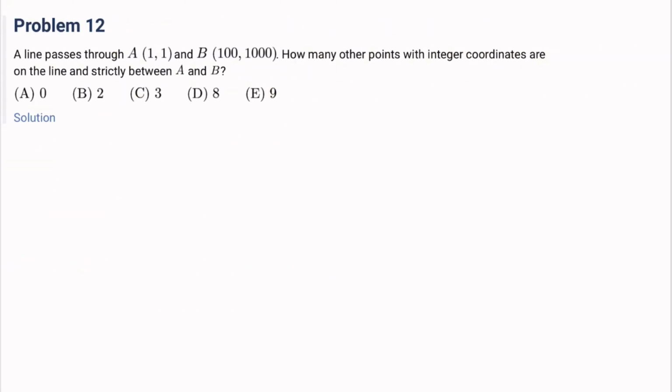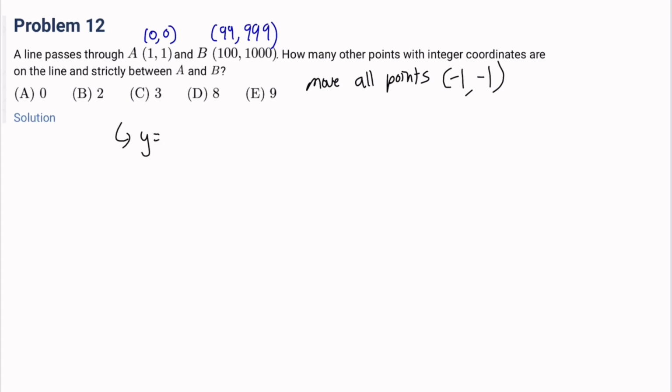Number 12, a line passes through A (1, 1) and B (100, 1000). How many other points with integer coordinates are on the line and strictly between A and B? Okay, so since we want the points with integer coordinates, right, then it will be okay if we move all the points one left and one down, right? And so A is going to become (0, 0), and B is going to become (99, 999), right? And so our line is going to be y equals, and then the slope is 999 over 99, which is 111 over 11, and so this is going to be our line.